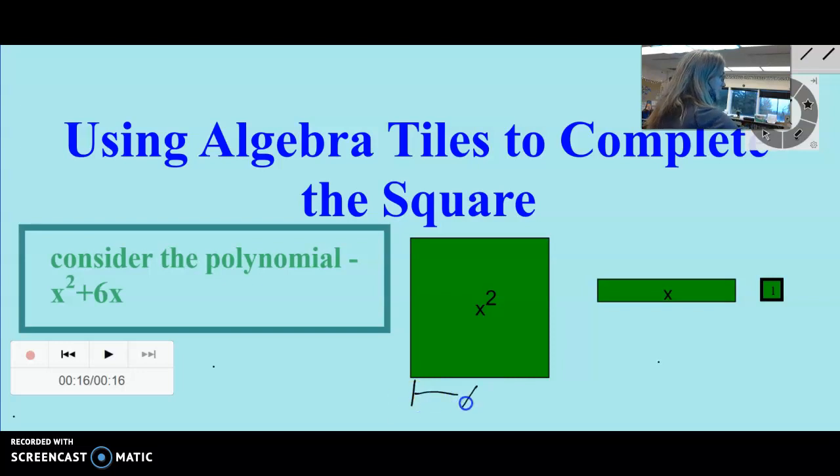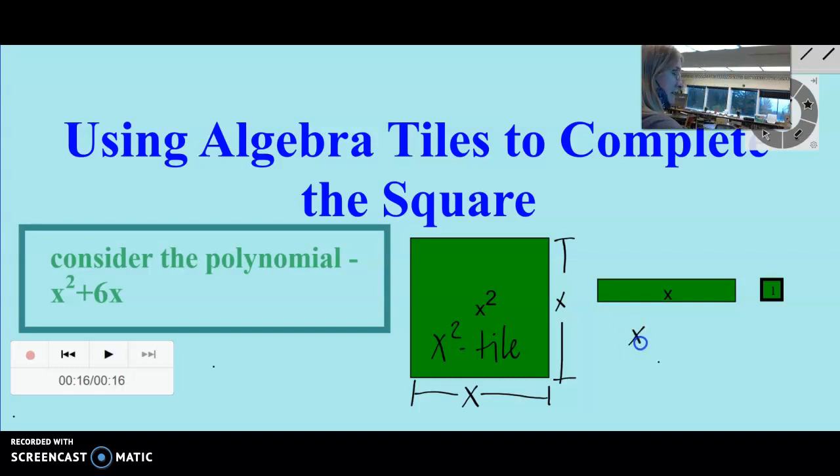So this is an x squared algebra tile, and its dimensions are x by x. And so the area of that would be x squared. So we call this the x squared tile. So the big square is going to be x squared. And then this is called an x tile, and the dimensions of this tile are x by 1 unit here. So from here to here is 1 unit. And then this guy over here is called my unit tile.